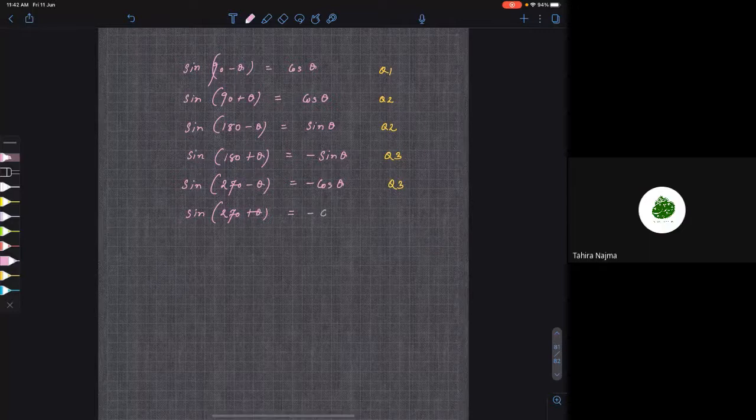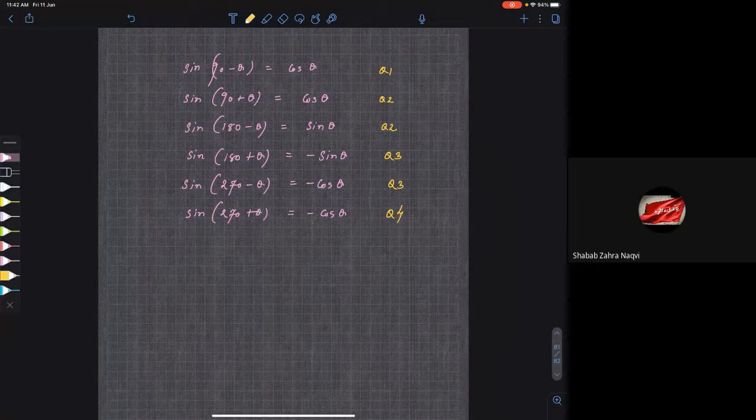Minus cos theta, because it is in the fourth quadrant, right? In the fourth quadrant sine is negative. Now whenever you have 90 and 270, sine will become cos and cos will become sine. Whenever you have 180 and 360, sine will be sine and cos will be cos. So what is sine of 360 minus theta?